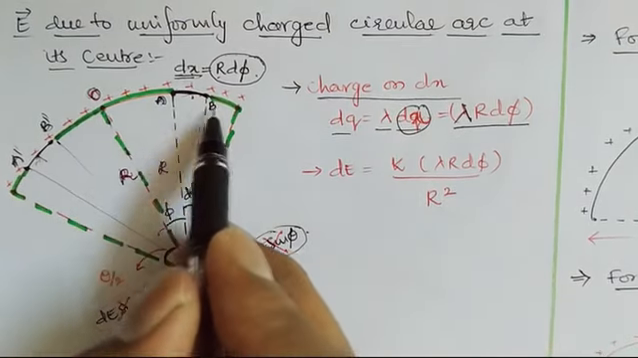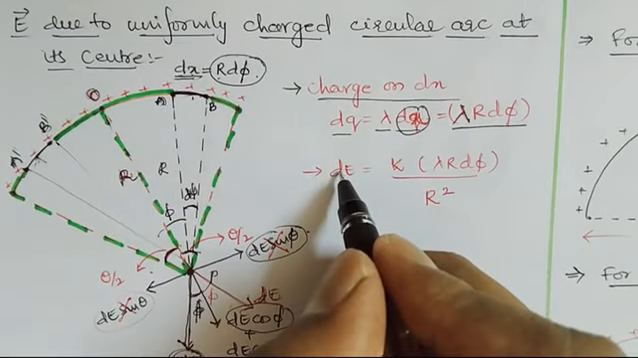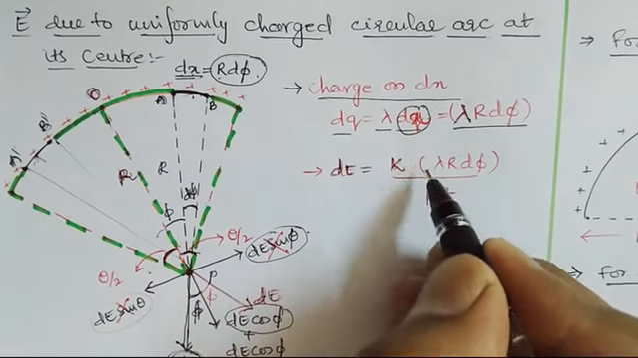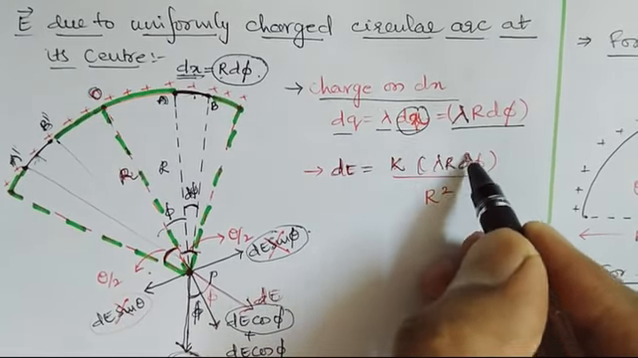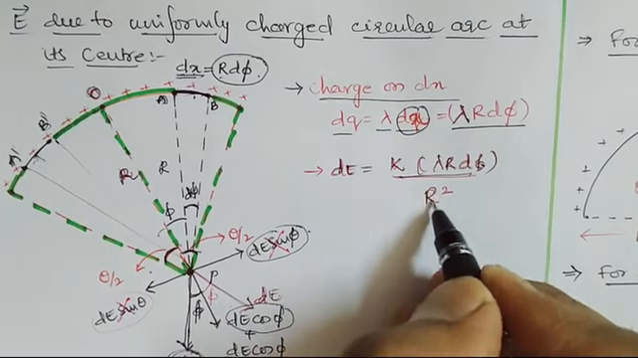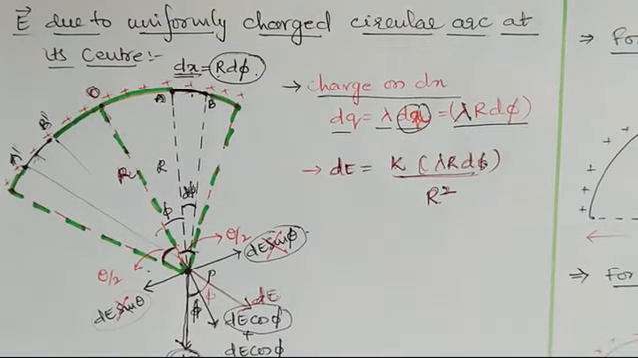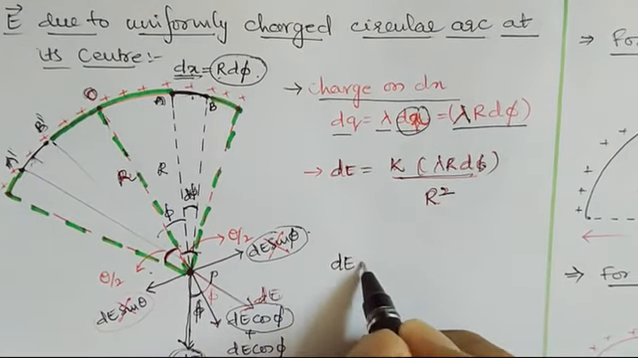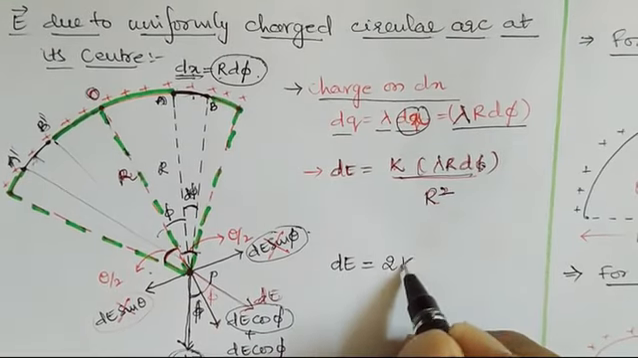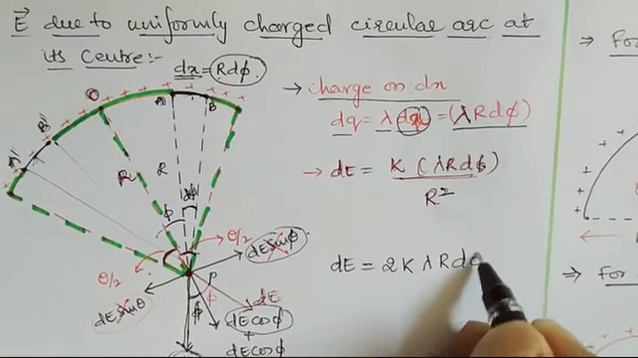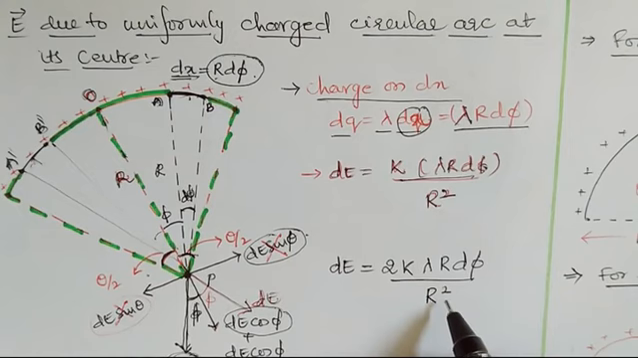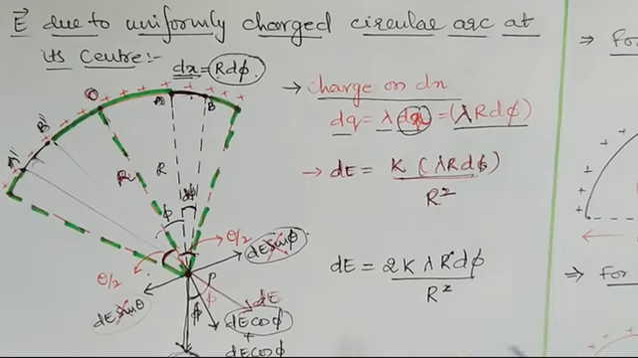Now due to arc AB and A dash B dash, the electric field dE is equal to K lambda R d phi divided by R square. Now for both arcs, I will write the small electric field dE will be equal to 2 times K lambda R d phi divided by R square. Now this R and R square get cancelled.